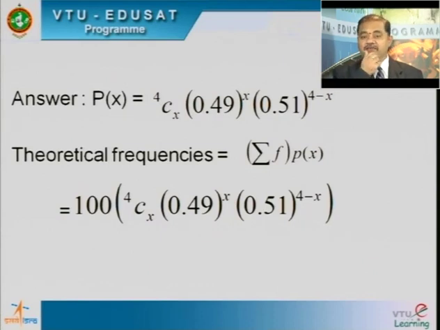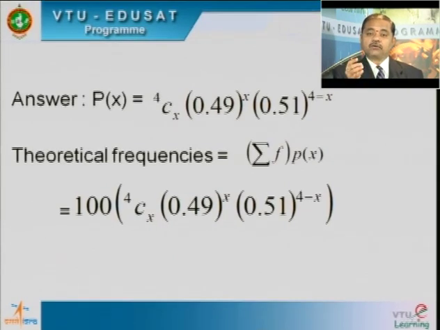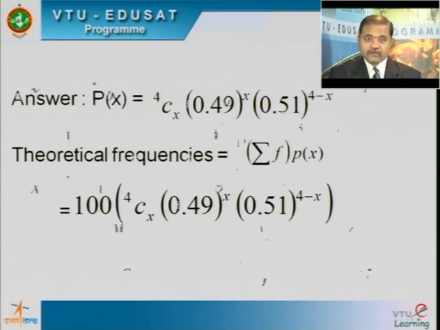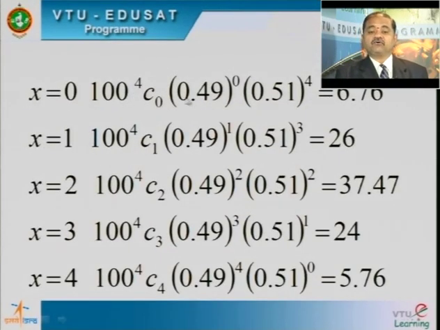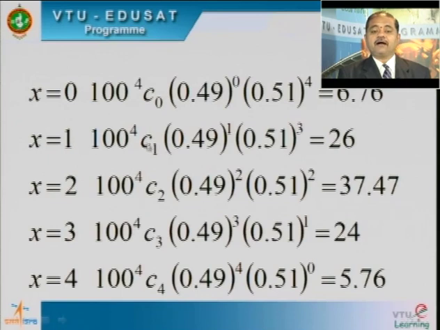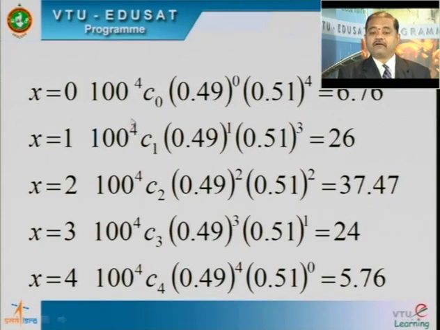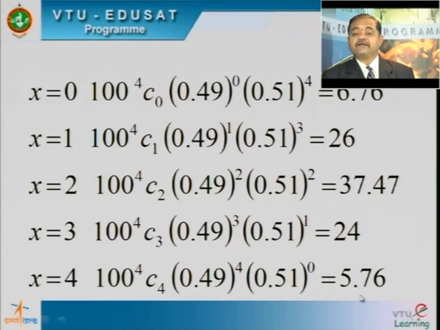While taking the n value it is 4, but while substituting, x starts from 0. So 0, 1, 2, 3 and 4. For x is equal to 0, 100 into 4C0 power 0, it gives you 6.76. In the same way for x is equal to 1, 100 into 4C1 power 1, 26. Like that I have calculated for all values. You can see the difference.